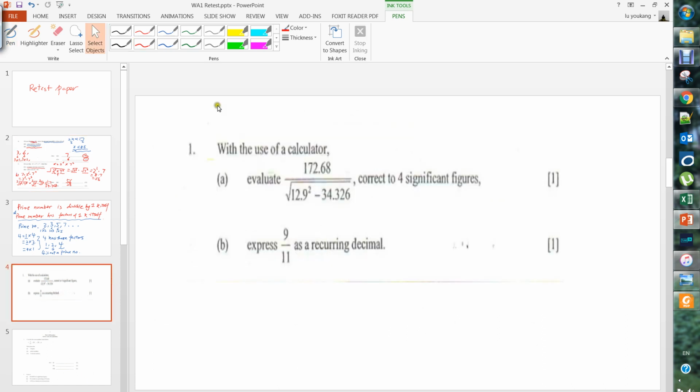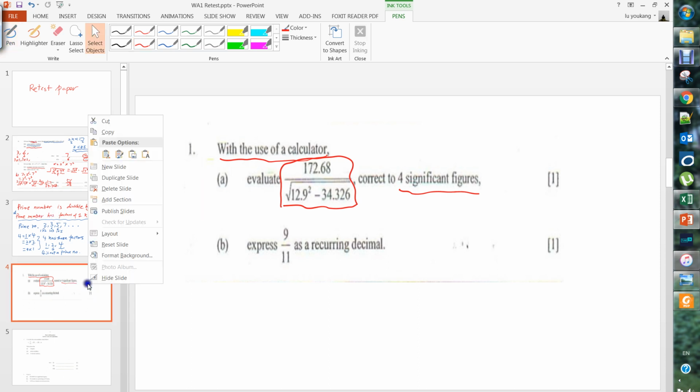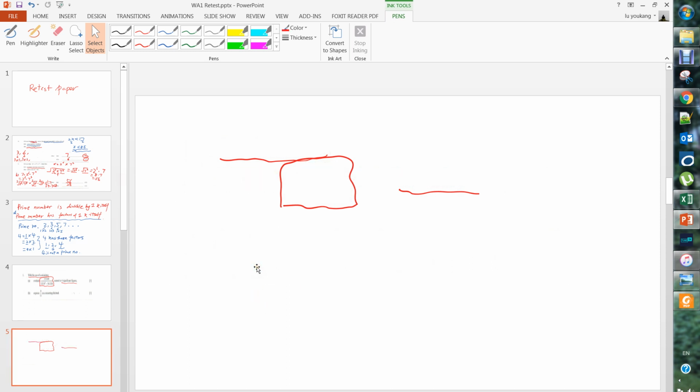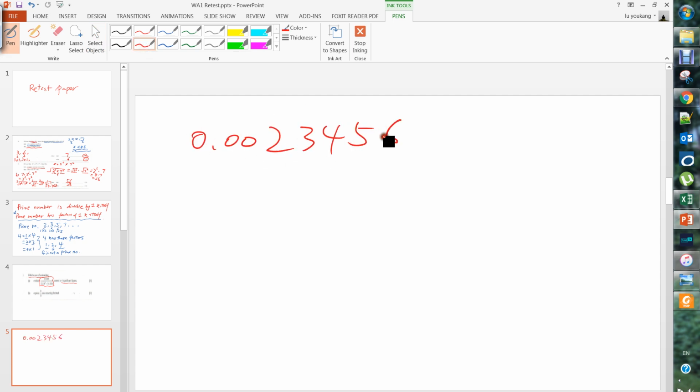Okay, over here it says with the use of a calculator. So what you should do is just punch this whole thing into a calculator. But over here I want to emphasize how you find 4 significant figures for anything. So let's talk about the concept of significant figures. Let me give you some questions, and let's talk about significant figures from here.